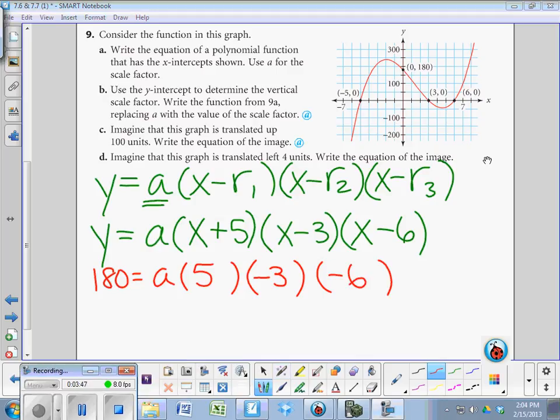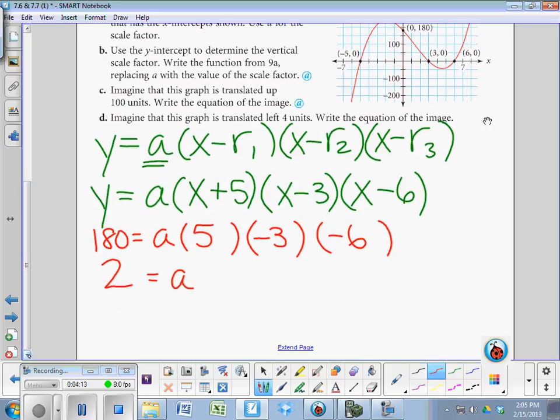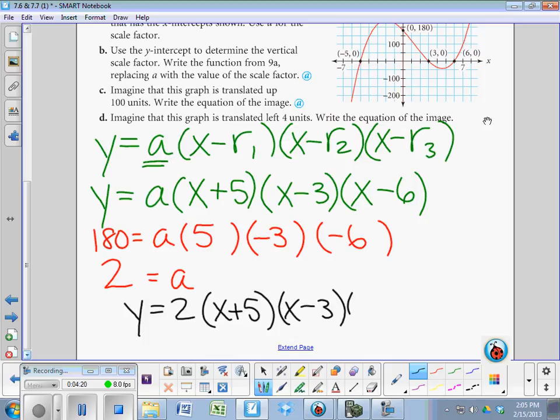Finish the problem by finding a. By doing 5 times 3 times 6, 2 of them were negative. So will it be positive or negative? Positive 15 times 6, 90. And if you have 90a equals 180, what's a? 2. So now we know the equation in factored form. It's y equals 2 times x plus 5 times x minus 3 times x minus 6.